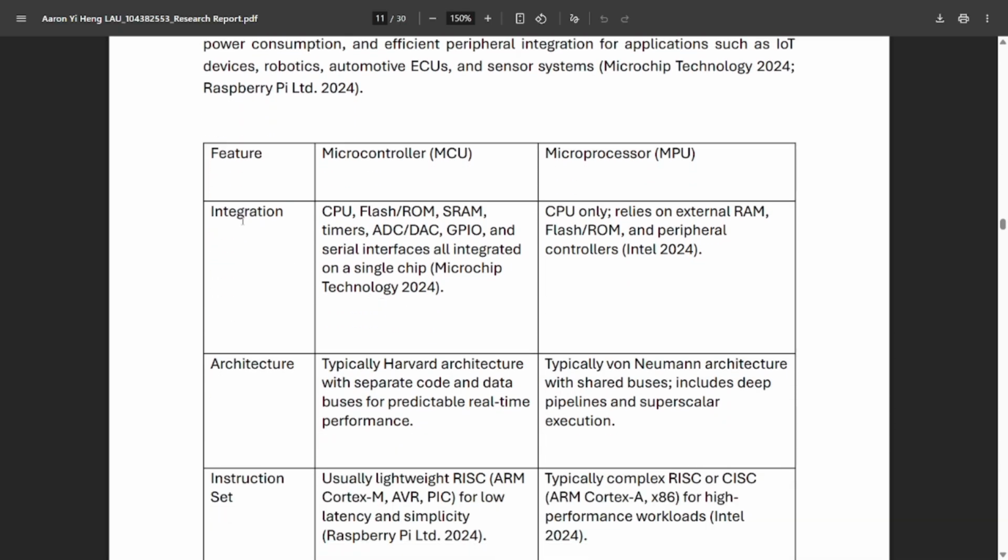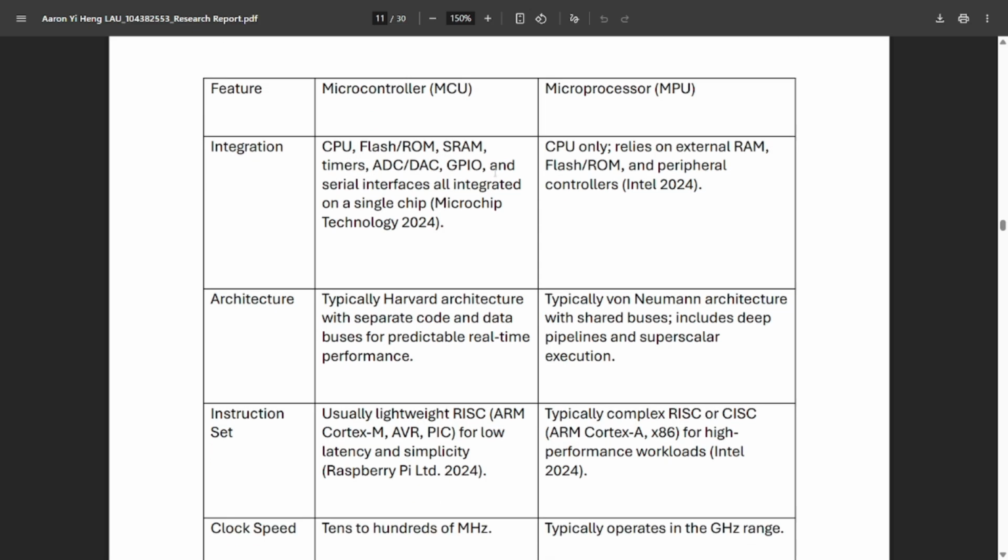For integration, MCUs integrate almost everything on the chip: the CPU, flash ROM, SRAM, timers, ADC, DAC, GPIO pins, and serial interfaces. This high level of integration makes them compact, reliable, and suitable for embedded systems. MPUs, on the other hand, include only the CPU. They rely on external RAM, external flash storage, and external peripheral controllers. This makes them more flexible and powerful, but also more complex in terms of system design.